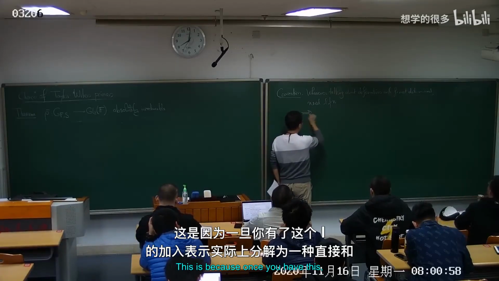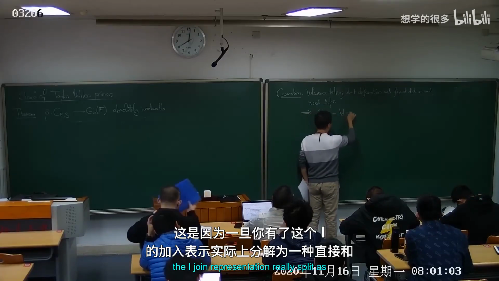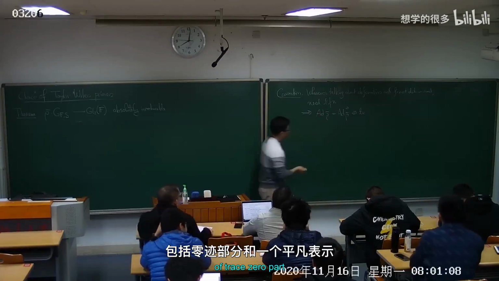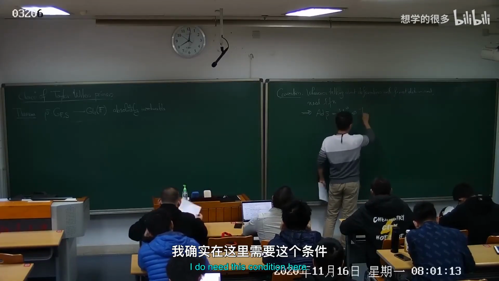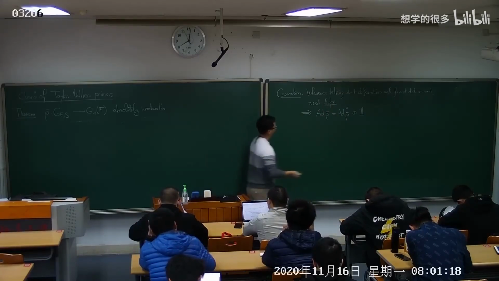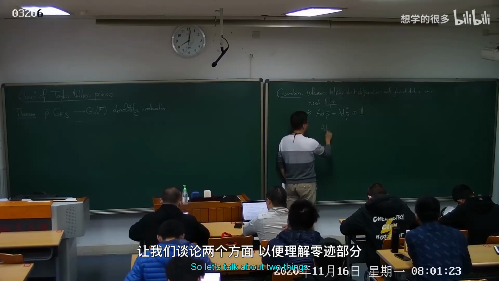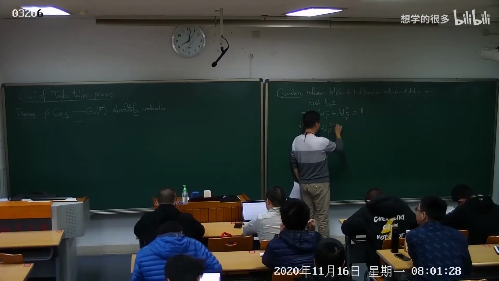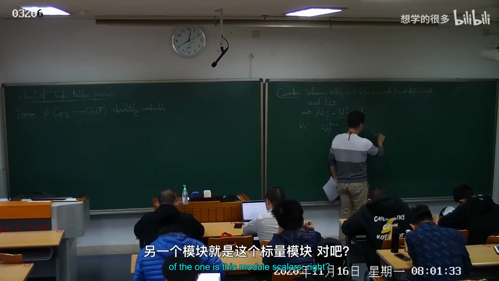This is because once you have this, the adjoint representation really splits as a direct sum of the trace zero part and the trivial representation. I do need this condition here. Okay, so why is that? Let's talk about two ways to realize the trace zero part. One of them is trace zero. The other one is modulo the scalars, right?